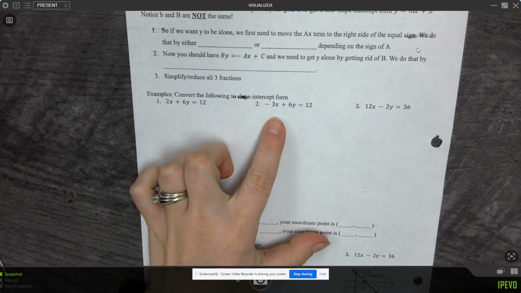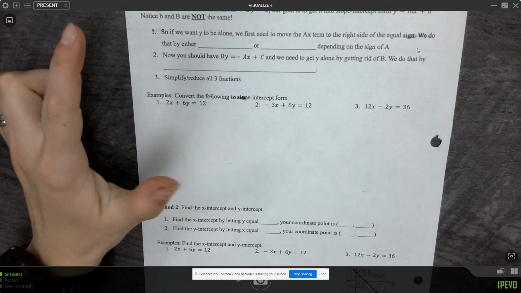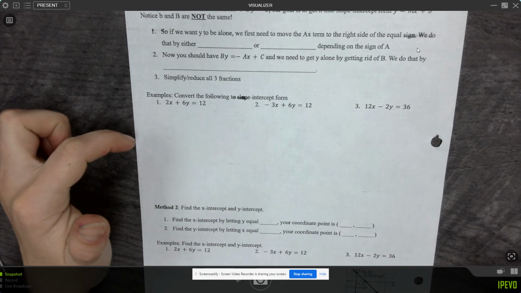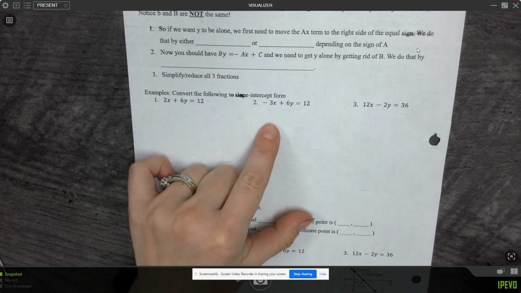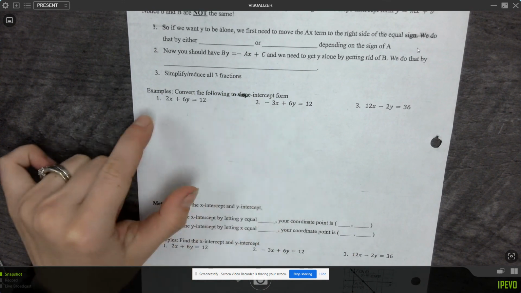Right, continuing on with example number 2. So you should have all of this in number 1 completed. We're going to do number 2 and 3. Same steps as example 1.